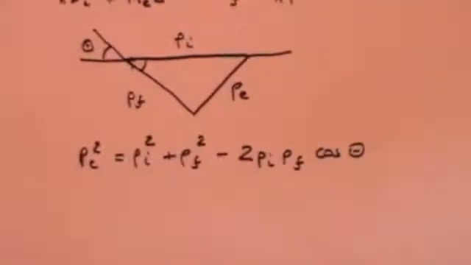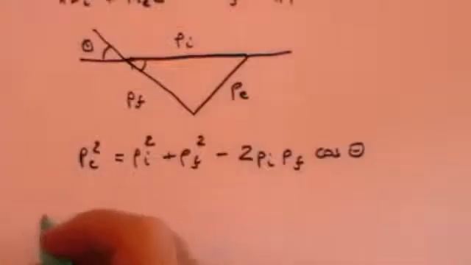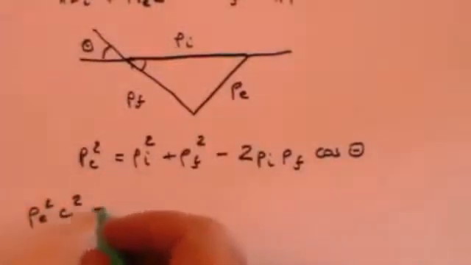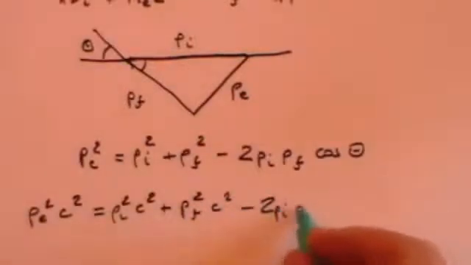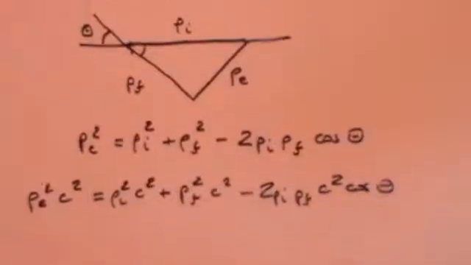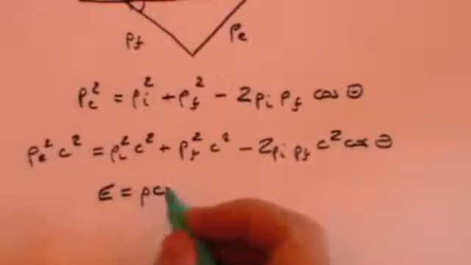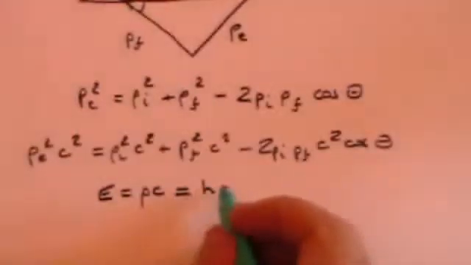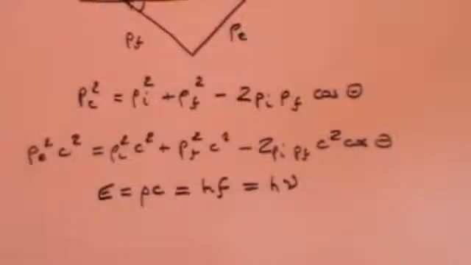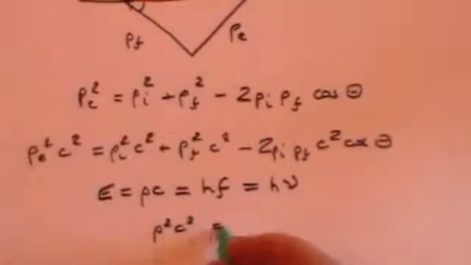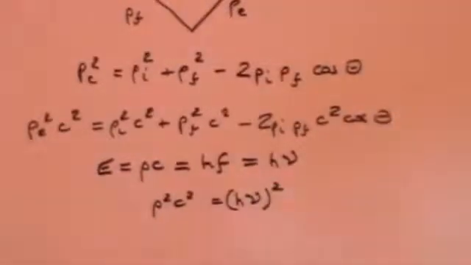We can multiply both sides of this equation by c squared, and so we get PE squared times c squared equals PI squared times c squared plus PF squared times c squared minus 2PI PF c squared cosine theta. Now a reminder of an identity: energy is equal to p times c, the momentum times the speed of light, but it also equals h times f, or in our terms h times nu, h times the frequency. Consequently, wherever we have a p squared c squared term, we can replace that by an h nu all squared term. Incidentally, obviously that only applies when you're talking about photons. It won't apply for the electron, but it does apply for the photons.